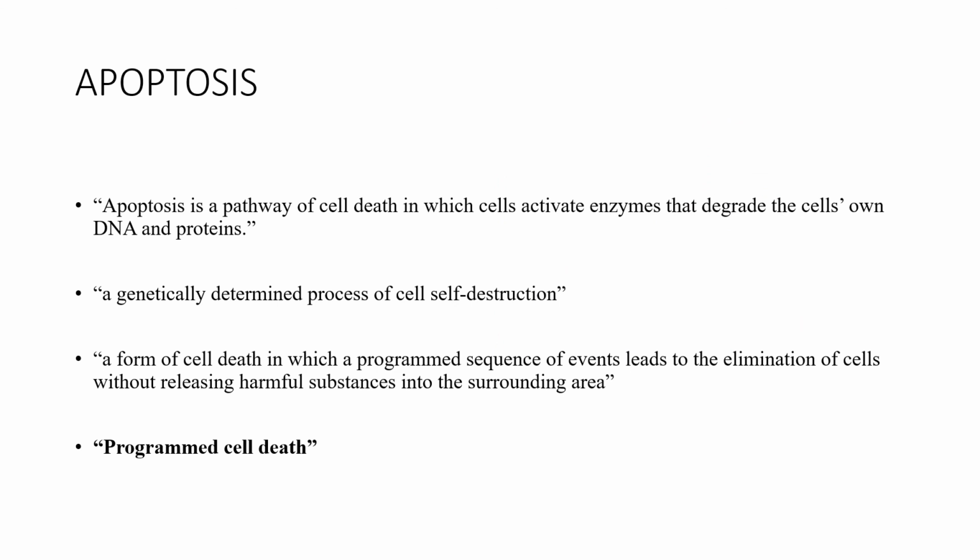The second mechanism of cell death after necrosis is called apoptosis. Apoptosis is a pathway of cell death in which the cell activates enzymes that degrade its material, its DNA and its proteins. And it is a genetically determined and mediated process of cell self-destruction. يعني الخلية بتحطم نفسها بنفسها أو digest itself by itself. فبتختار إنها to die by this pathway.